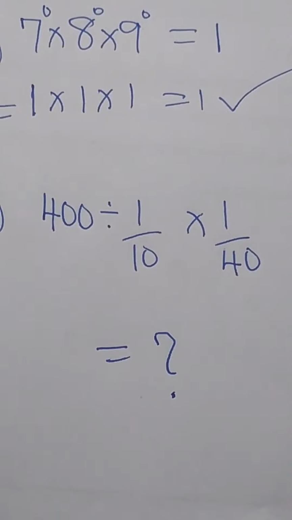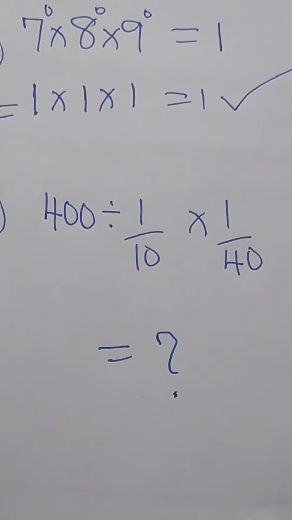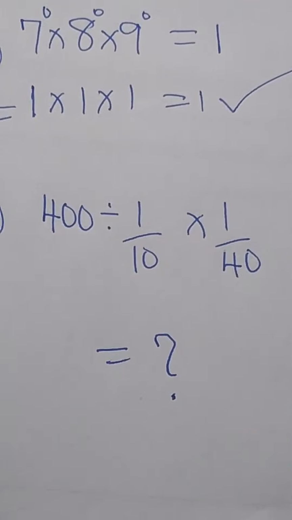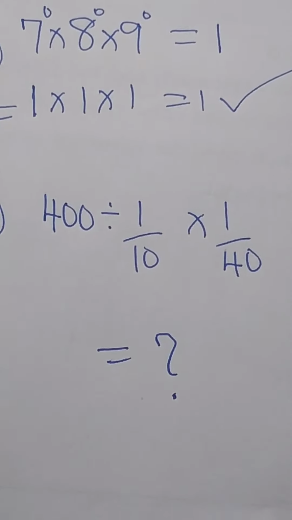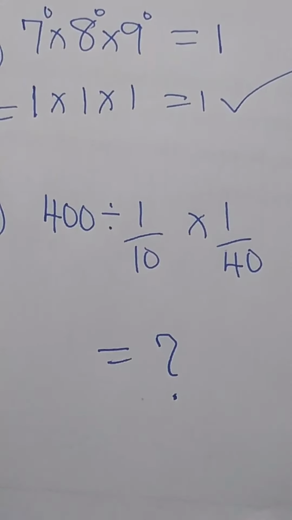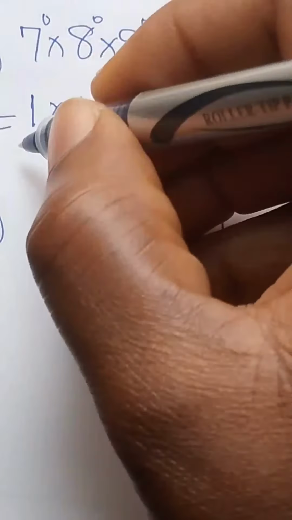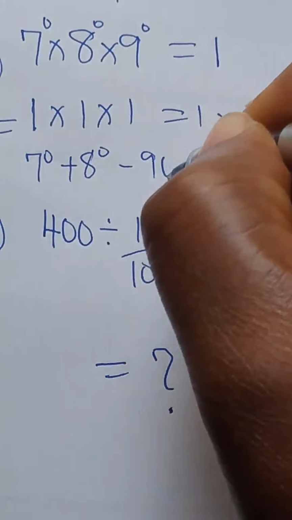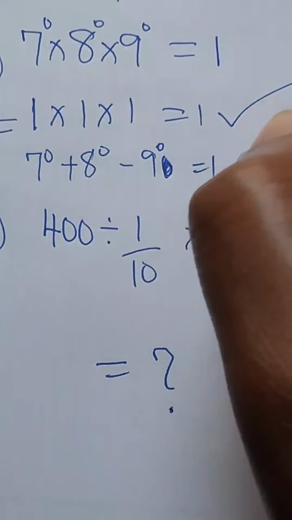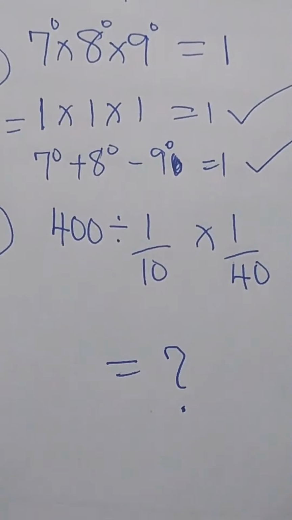It's not just 7, 8, 9 power. It's 7 raised to power 0 plus 8 raised to power 0 plus 9 raised to power 0. Okay, yes, you're correct. 7 raised to power 0 plus 8 raised to power 0 minus 9 raised to power 0. Please, you're correct. It's equal to 1. Very correct. Samuel, cheers to you. You did a great job there. Cheers to you. Some more answers, please.